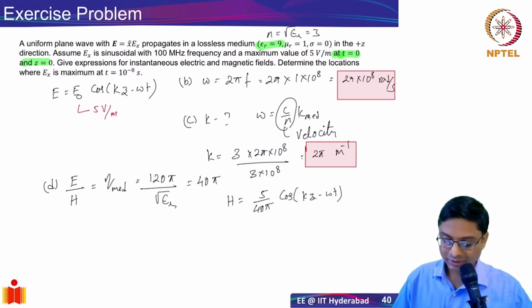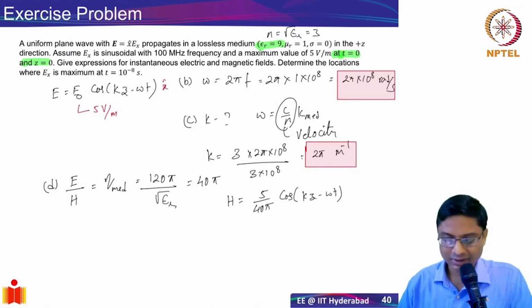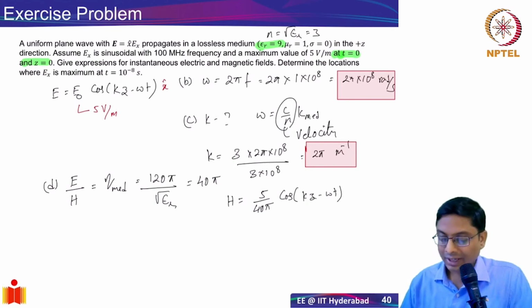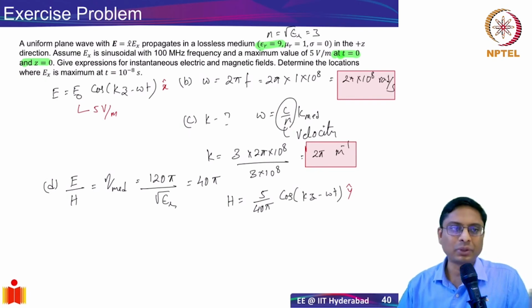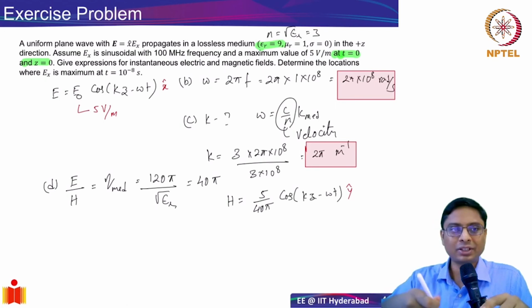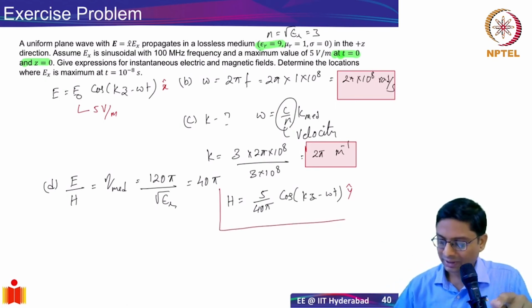The only issue is, in the beginning we said the electric field is in the x direction, so x polarized, and the direction of propagation is z. So it's important to specify that my magnetic field is going to be in the y cap direction. It has to be that, because we know that electric and magnetic fields are perpendicular, and they both are simultaneously perpendicular to the direction of propagation. Because of that, we can write out this expression for the magnetic field.